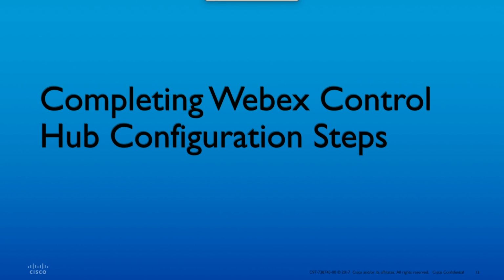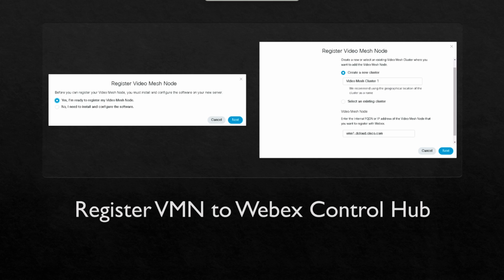Now that the video mesh node has been installed and configured, you have to now register it to your Webex Control Hub. So you go back to the Webex Control Hub. You go back to the services menu on the left, select the video mesh card, click setup, and now when it asks you, are you ready to register your video mesh node, you select yes, hit next, and it says, do you want to create a new cluster? You have to create a new cluster if this is your first video mesh node. If it's not, you can select the old video mesh node cluster and just add it as an addition to it. In this case, we're creating a new cluster, so we have this radio button selected.